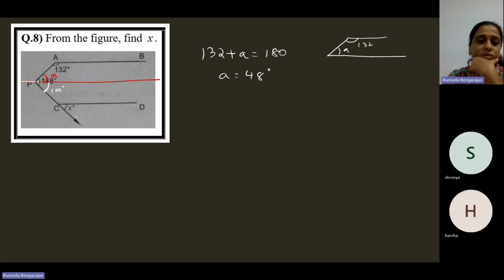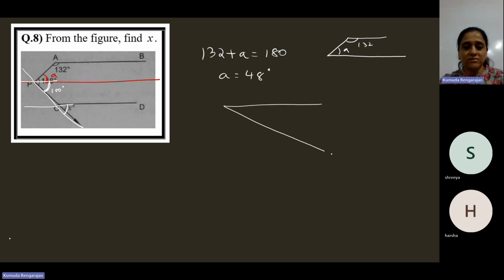Now see, these two are parallel lines. This is the transversal. Corresponding angles are equal. You can see the F formation. Can you see there's 100 here and there's X here? Corresponding angles. There are only these two angles in this figure. Their corresponding angles are equal. So X is 100 degrees.